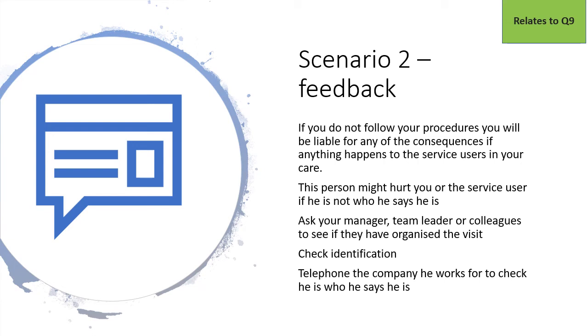Ask a member of the team, the manager, a team leader, or your colleagues to see if they have organised a visit. Check identification of the person to make sure they've got ID on them, and telephone the company he works for to check he is who he says he is. So there are some of the things that you can put in place, but remembering, like the one before, if in any doubt, you don't let that person in, or you don't let that person go, like we said before, because you could be putting other people at risk, and also you will be liable for any of the consequences if you do.